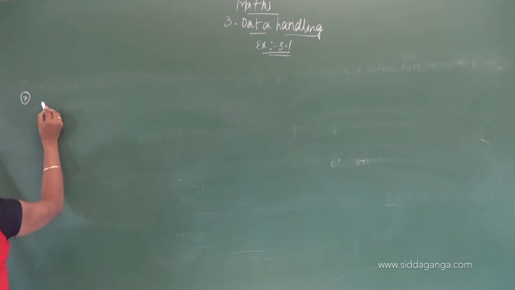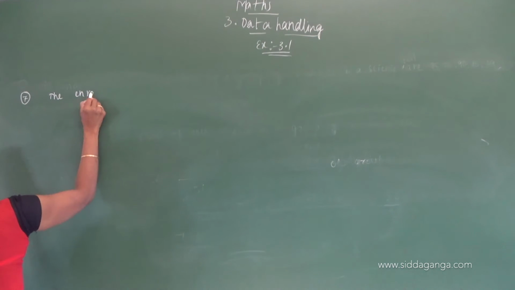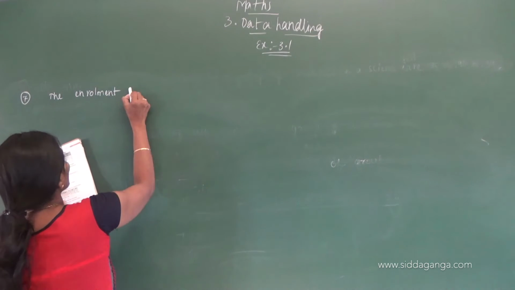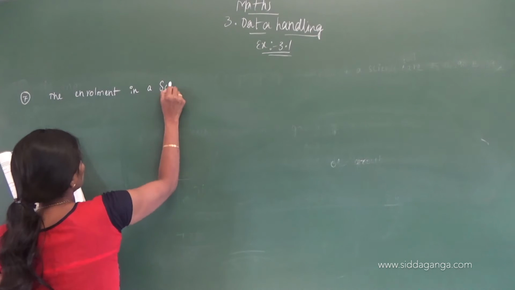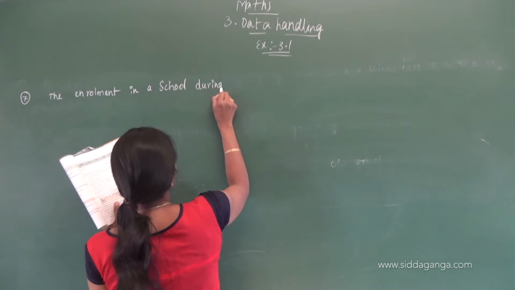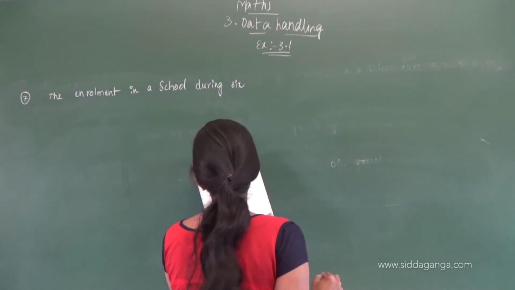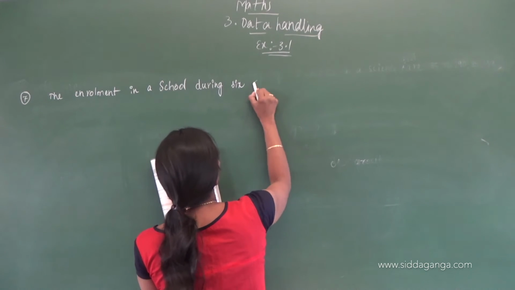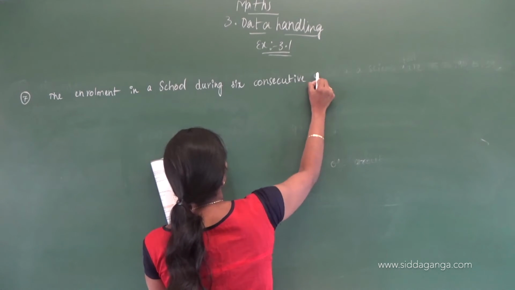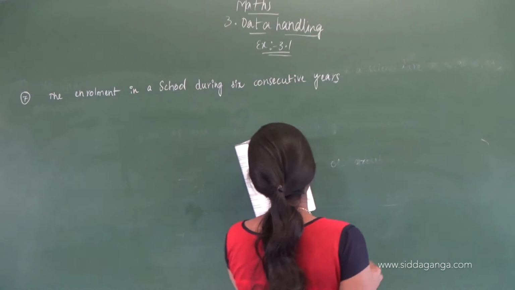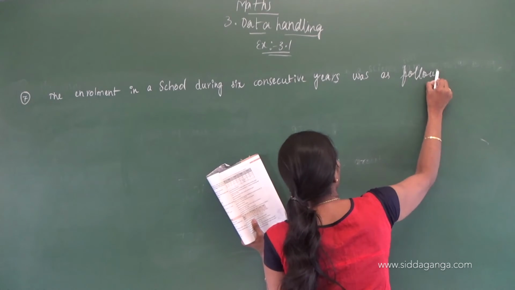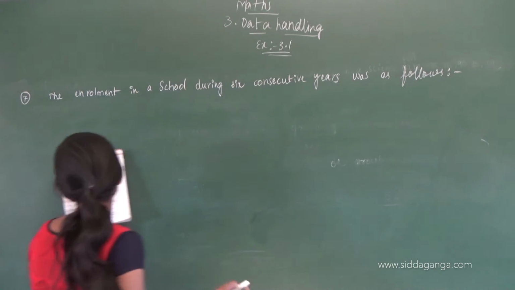Seventh question, the enrollment in a school during 6 consecutive years was as follows.